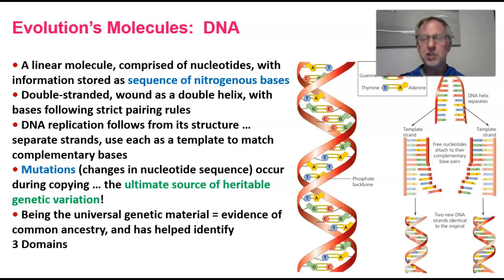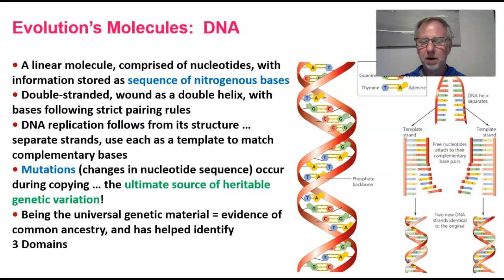Now, changes in DNA, the nucleotide sequence, of course, are mutations. That, by definition, is what a mutation is. And most mutations occur during that copying process when DNA is replicating. So, mutations are the ultimate source of heritable genetic variation. Populations of organisms have to have genetic variation in genes for those populations to evolve. And that genetic variation comes from mutations, changes in the DNA.